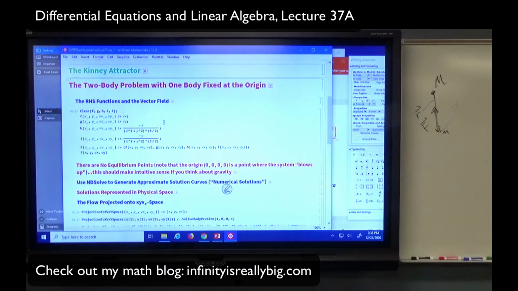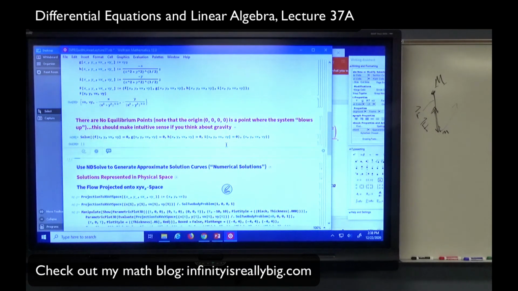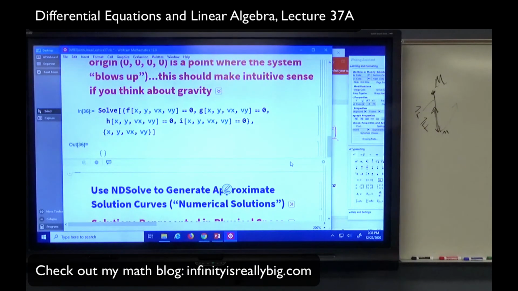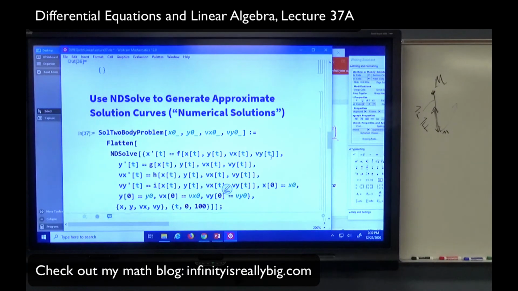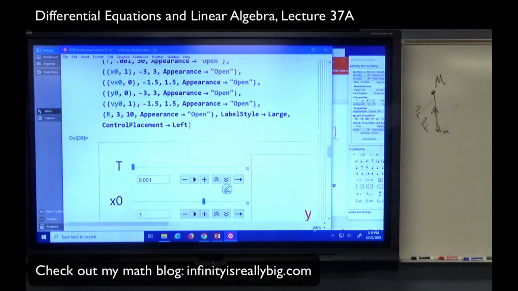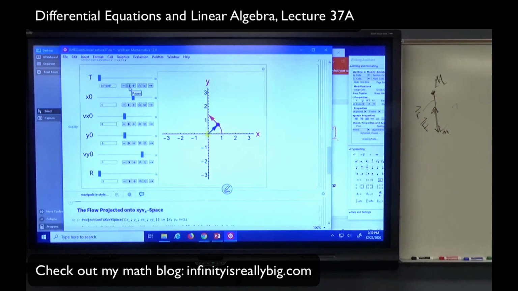Got the vector field, got to enter this. There are no equilibrium points, by the way. The solution set where all these equal 0 is empty. That should make physical sense. You're never going to have a gravitational situation where an object doesn't move, and also, where x and y stay constant, and also the velocities are 0, say. That won't happen. You can use NSolve. You can look at the solutions represented in physical space. And we'll watch this here as time goes by.